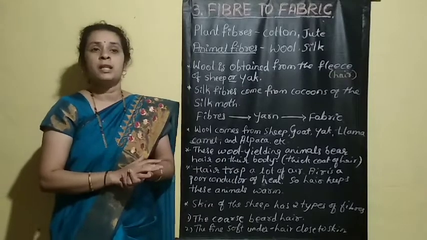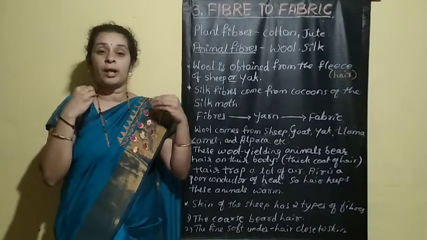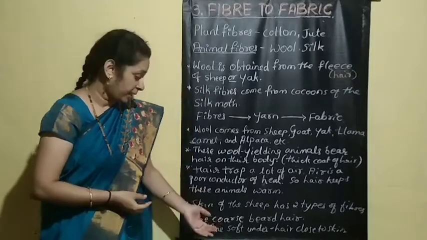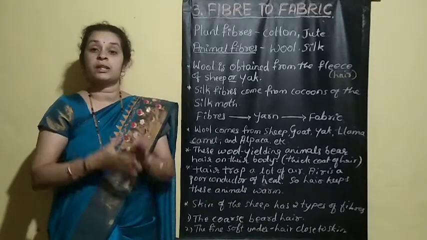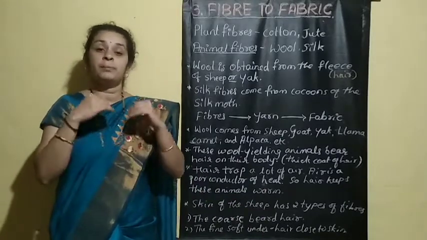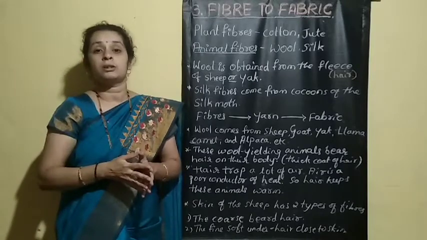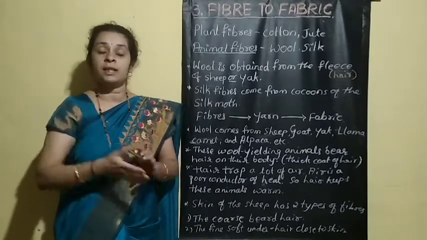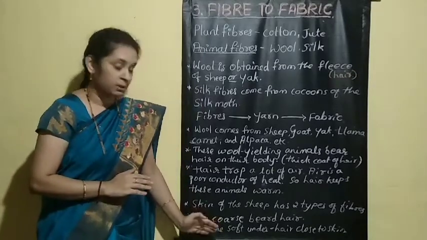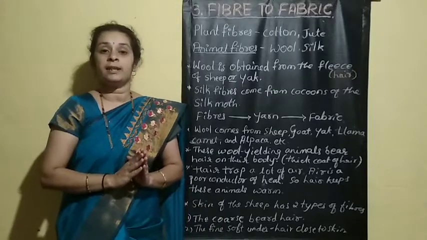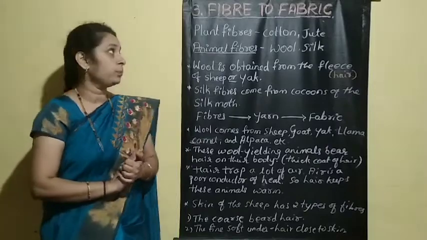For this purpose, animals or parents are selected. Animals that have fine, soft under hair close to the skin are selected for breeding. Breeding means reproduction, because the next generation of animals will be the same as these animals. That's why these animals are selected for rearing as well as breeding. That is called selective breeding.